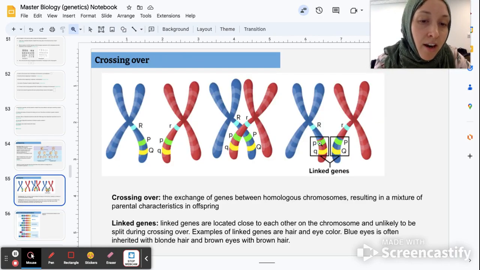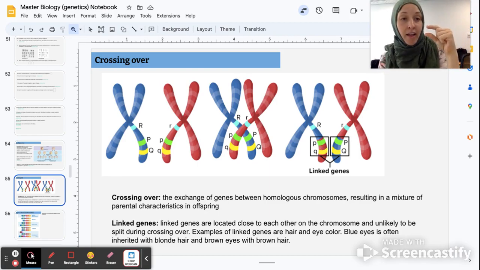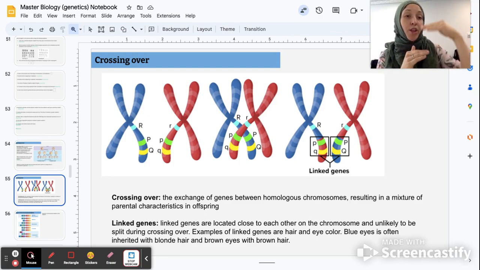Genes that are close together on the chromosome, it's very unlikely that the crossing over will occur between them because it's a very small area. The smaller the area between two genes, the less likely the crossing over will happen between them. The greater the area, the more likely crossing over will happen somewhere between them.